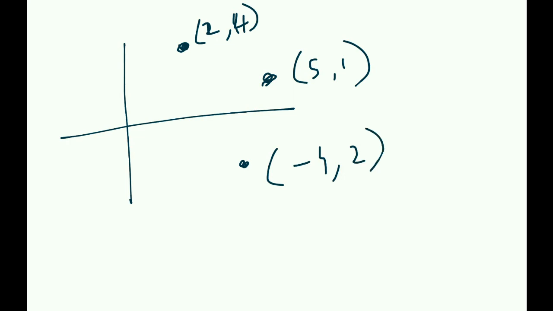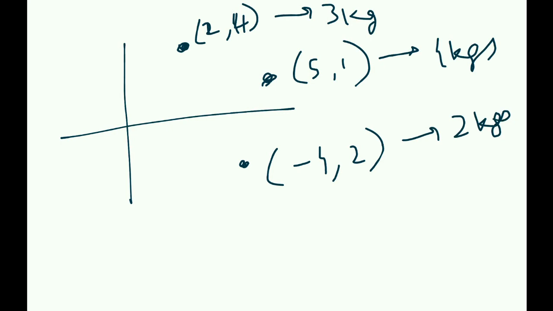Say my coordinate of this particle is 2 comma 4, and the coordinate of this is maybe 5 comma 1, and the coordinate of this particle is say minus 4 comma 2. All right, and you have to find the center of mass of this system. Maybe say this has a mass 3 kgs, this has a mass 4 kgs, and this has a mass 2 kgs. All right, now how do we go about this?